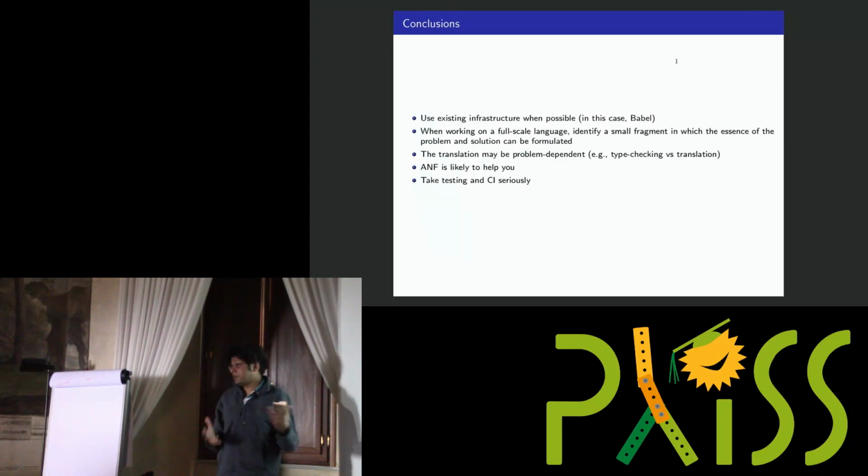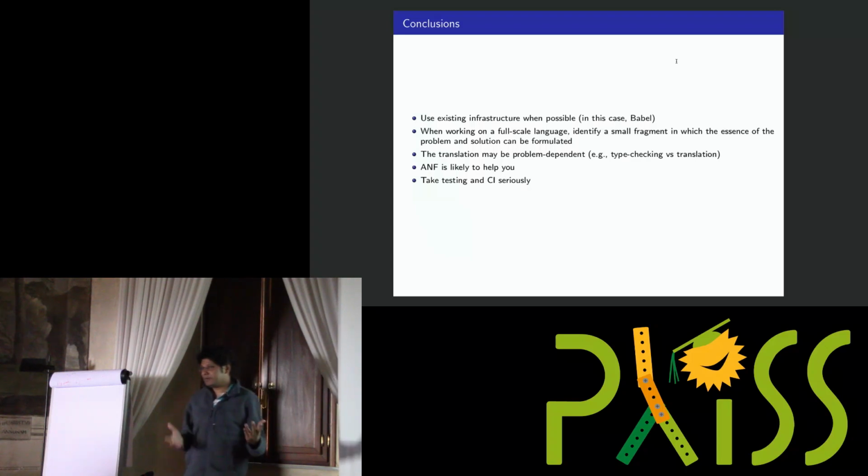The actual translation that you end up using is likely to be problem dependent. I've worked on JavaScript in the past doing other kinds of things with it, for example, type checking. And when you're doing that, the translation is subtly different in certain ways. Of course I use ANF, because what else would I use? But there are different kinds of tweaks to the core transformation that you need. Yeah, using ANF is likely to help you.